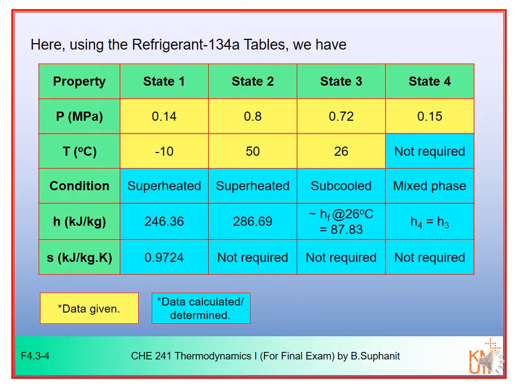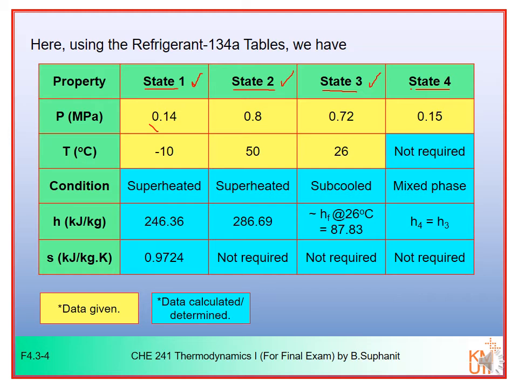Now let's have a look at the properties that we already have. I can summarize all the properties in this table. You have 4 thermodynamic states: state 1, 2, 3, and 4. At states 1, 2, and 3, you already know the pressure and temperature, so states 1, 2, and 3 are fully defined. You can consult the property table to get the remaining properties that you want to know.